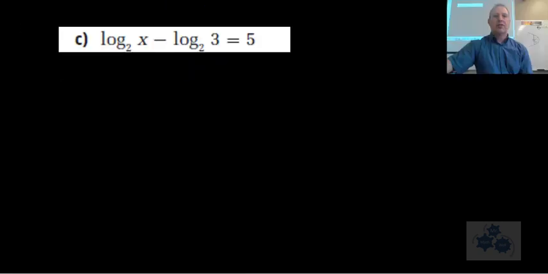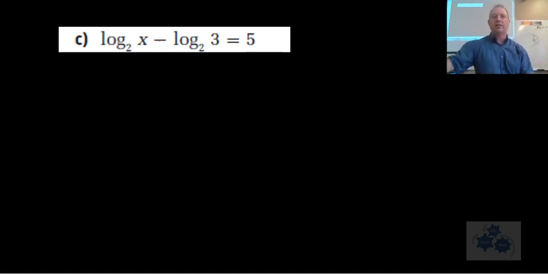Okay, so 5c, if anyone wants to watch 5c here, this one does look a little tricky because there's only logs on one side, and when there's a log on one side, you kind of want to change that into an exponential function if you can, right? But maybe the problem is you've got two logs here.